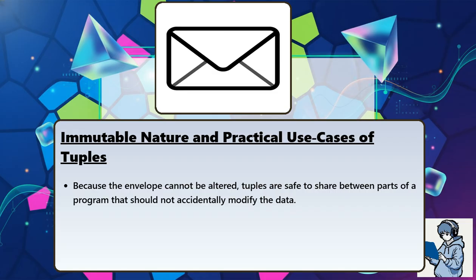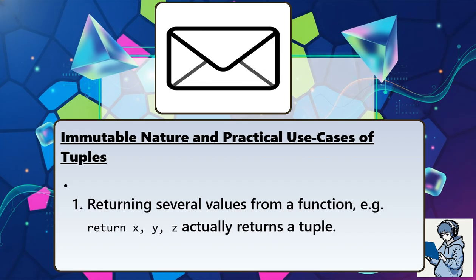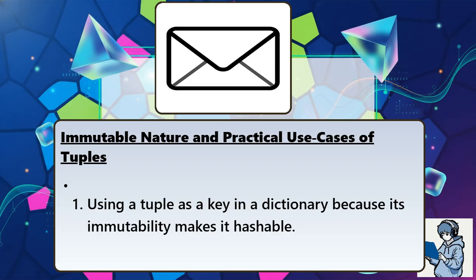Because the envelope cannot be altered, tuples are safe to share between parts of a program that should not accidentally modify the data. Common real-world uses are storing a fixed collection such as the latitude and longitude of a place, returning several values from a function, for example return x, y, z actually returns a tuple, and using a tuple as a key in a dictionary because its immutability makes it hashable.